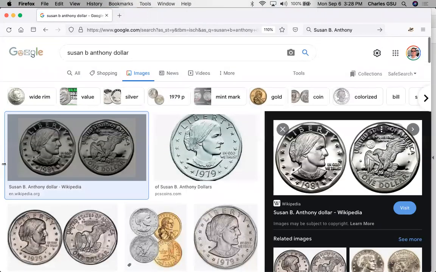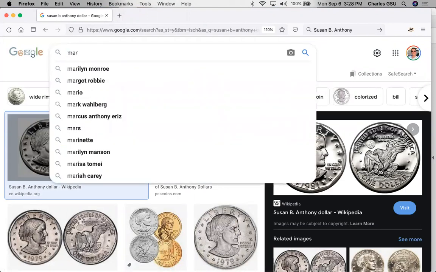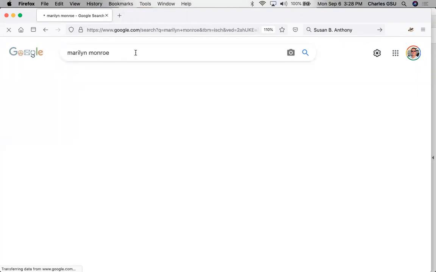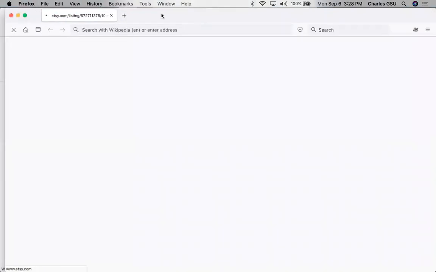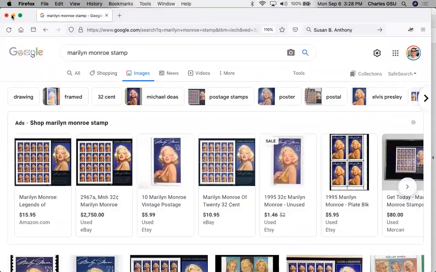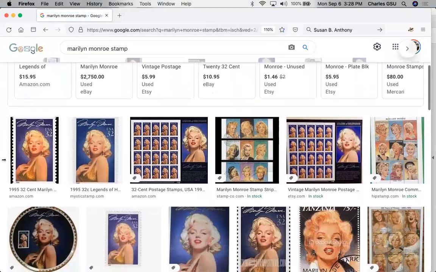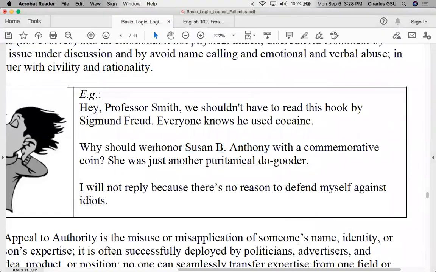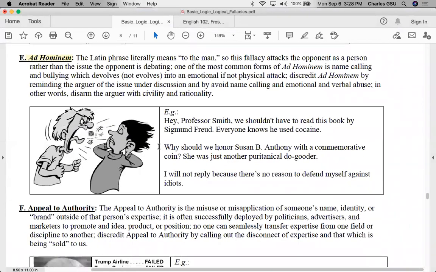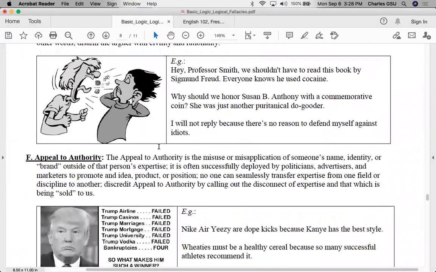But we have other kinds of commemorative coins and stamps. I think there's a Marilyn Monroe stamp. There's an Elvis stamp. Do we really have those stamps and not Susan B. Anthony, someone who really helped women out? So don't attack the person. Attack what they stand for or what their argument really is, what the issue is.